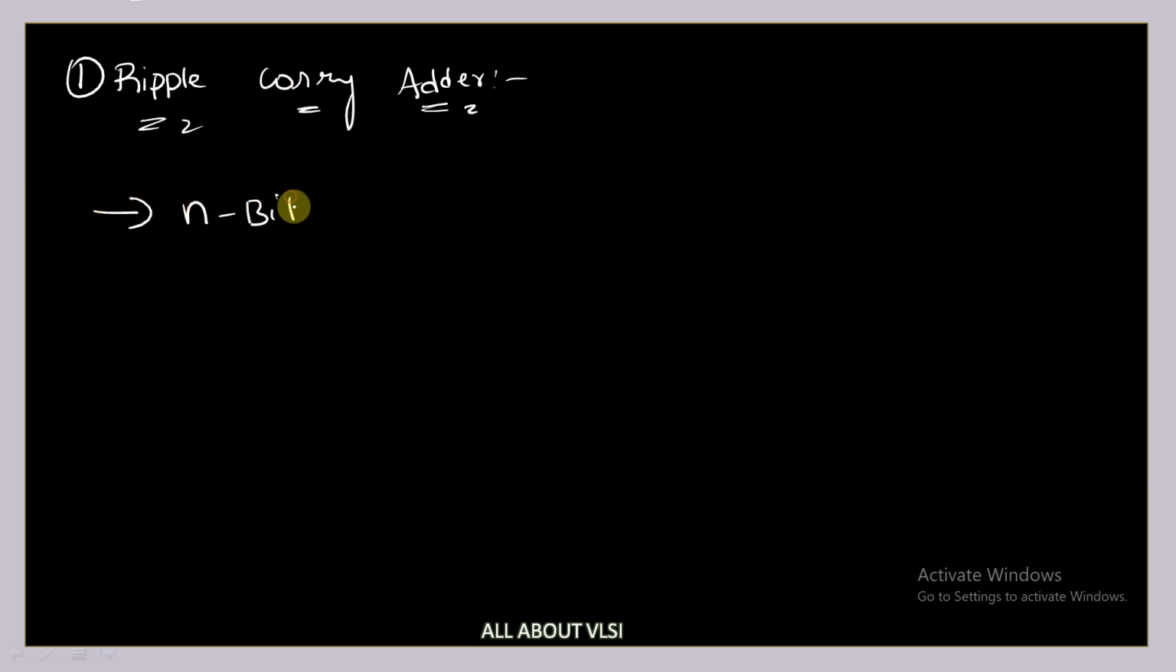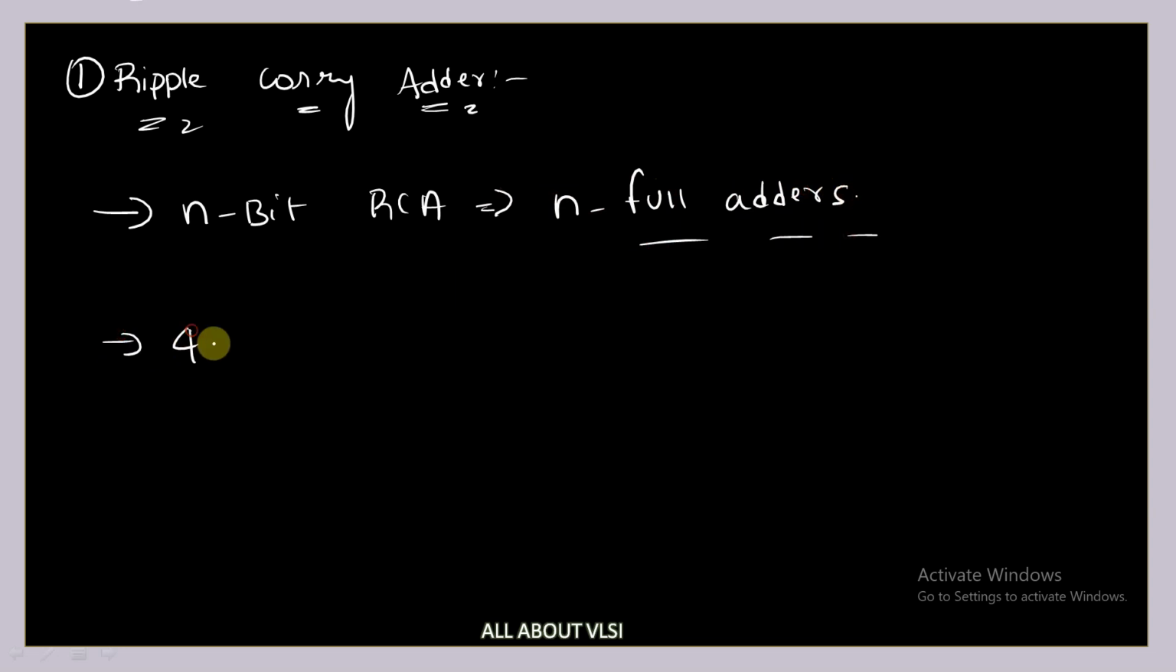An n-bit ripple carry adder (RCA) will have n full adders. Let's say we want to add 4 bits. If we want to design a 4-bit RCA, then how many full adders are we going to have? We need 4 full adders.